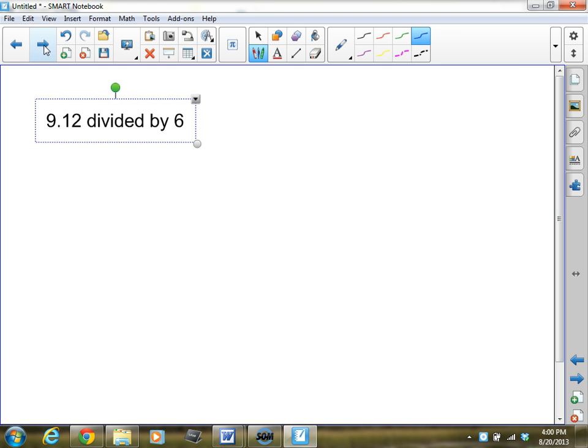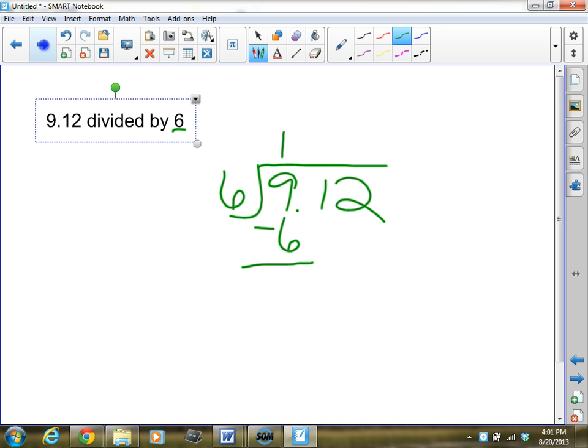Now let's try another one. It's about the same, the only difference is instead of a 2-digit number here, we have a 1-digit number. A whole lot easier. So I'm going to set up my math problem. 9 and 12 hundredths divided by 6. 6 goes into 9 one time. So I'm going to subtract the 6. 9 minus 6 is 3.